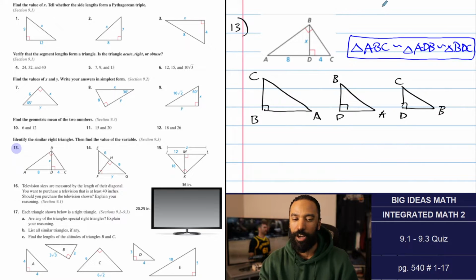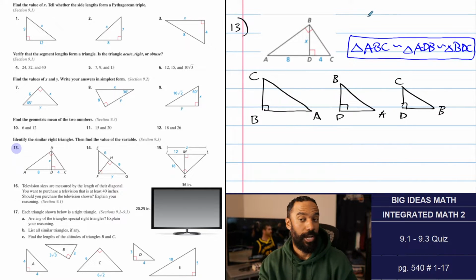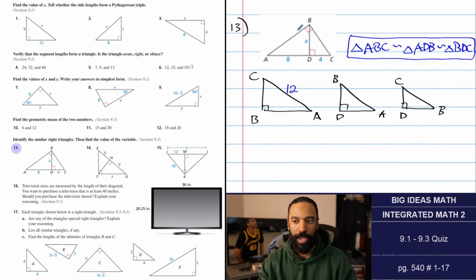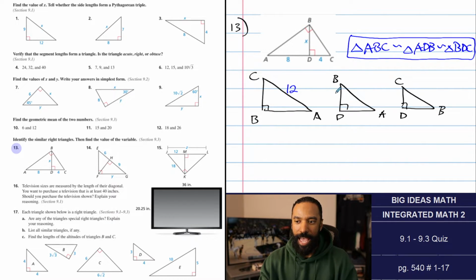It says find the value of the variable. The redraw can help me with that as well. In this redraw, B to A is unknown, B to C is unknown, but A to C is known. If you add 8 and 4, you get 12. That's the hypotenuse of the big triangle. From B to D is X. You see that here and you see that here. It's the short leg of the medium triangle and the long leg of the small triangle.